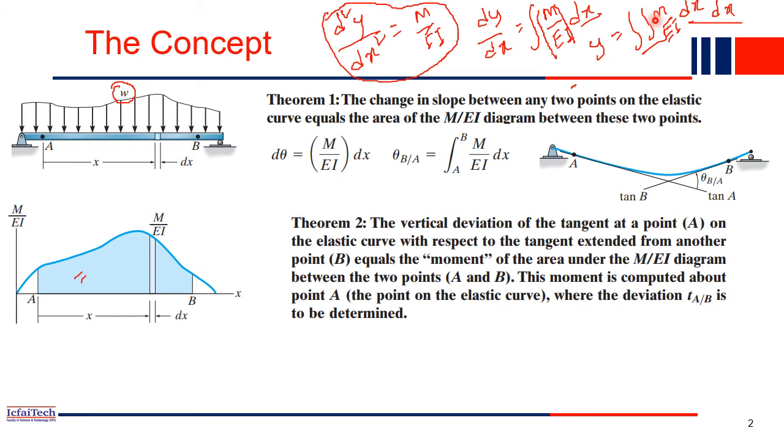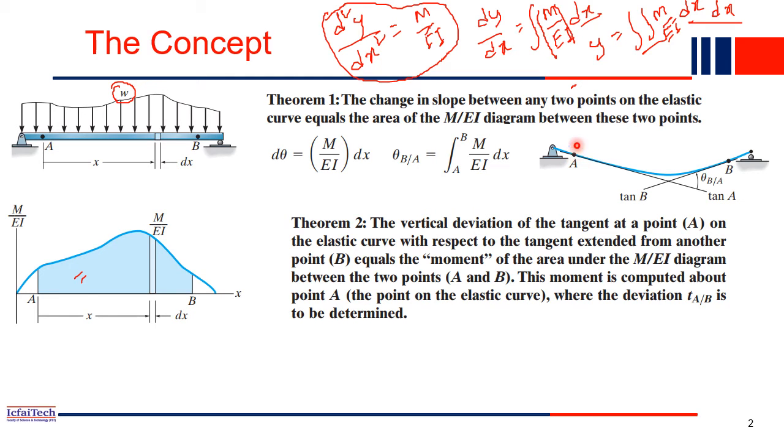If you take the moment of that area, you will get the y deflection. So that is theorem 2. Theorem 2 is the vertical deviation of a tangent point at A on an elastic curve with respect to the tangent extended from another point B equal to the moment of the area under the M by EI diagram between these two points.